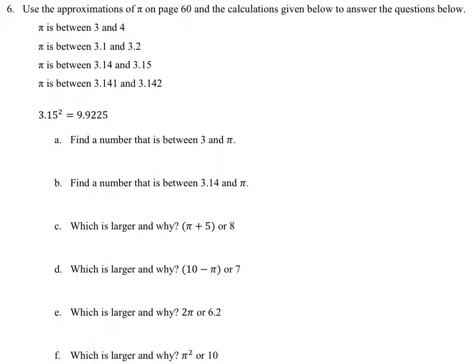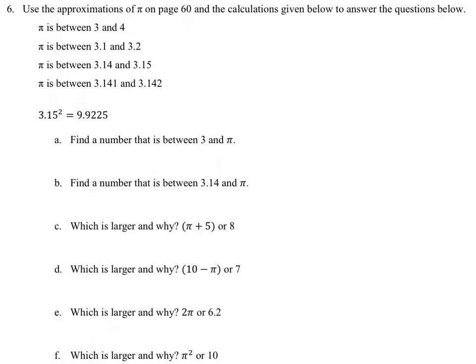Use approximations of pi and answer the questions below. Alright, here we go. Use the approximations. We know pi is between 3 and 4. Pi is between 3.1 and 3.2. It's between 3.14 and 3.15. And it's also between 3.141 and 3.142.